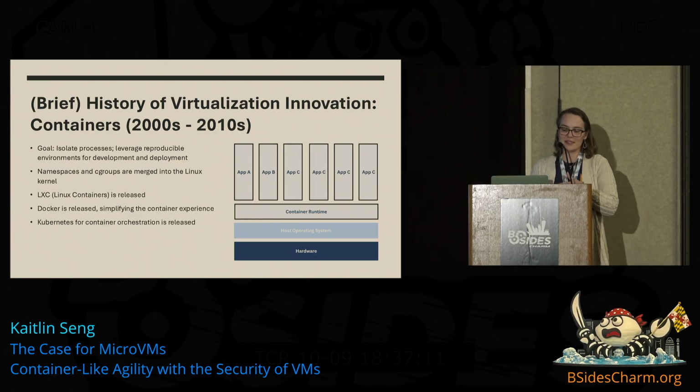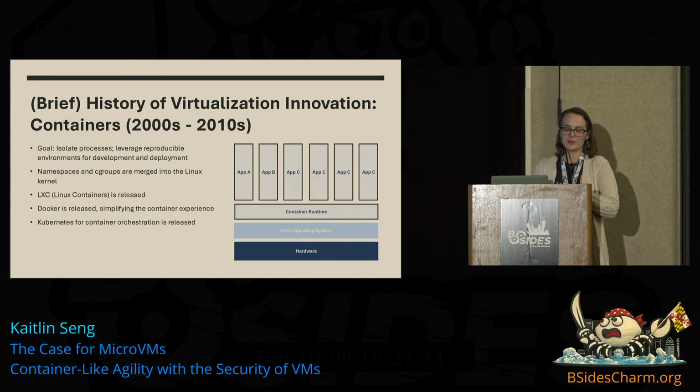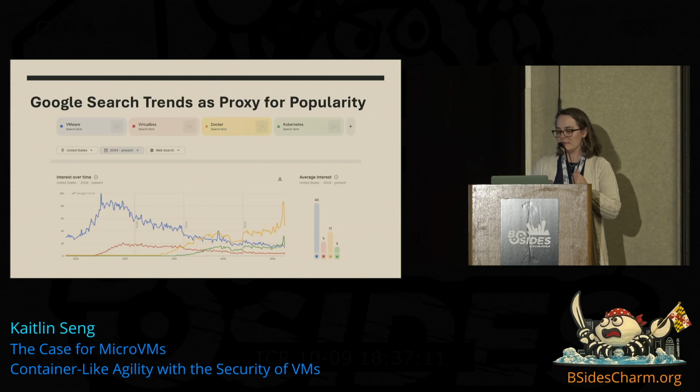However, in 2013, Docker was released, which simplified the container experience. They introduced things like an image registry where you could easily download the images. They had a very simple command line tool for running containers. You could just say docker up or docker run. And then shortly after, only a year after Docker was released, Kubernetes was released, and that gave you the orchestration piece where you could control all your containers all at once and manage them that way.